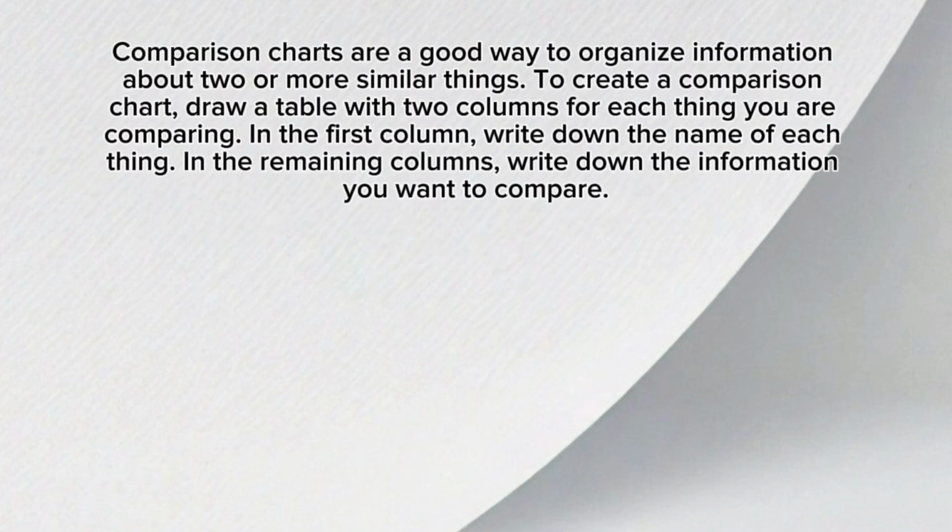Comparison charts. Comparison charts are a good way to organize information about two or more similar things. To create a comparison chart, draw a table with two columns for each thing you are comparing. In the first column, write down the name of each thing. In the remaining columns, write down the information you want to compare.